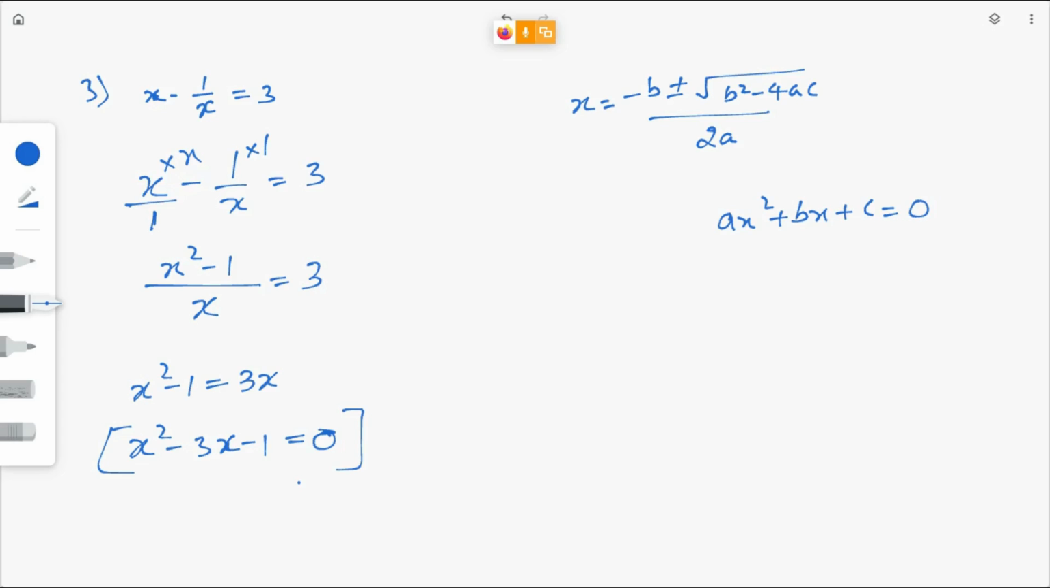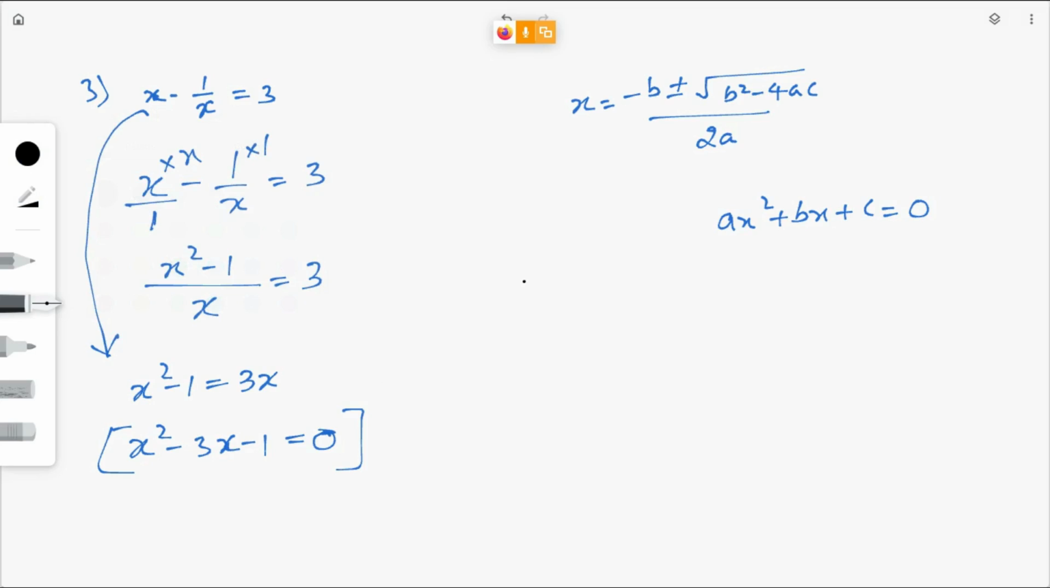Either you can take the LCM, or you can multiply. See here, if you are getting confused with taking the LCM, better multiply the whole equation by x. If you multiply the whole equation by x, you will get the equation directly. You can skip these two steps. If you don't want to take LCM, just multiply the whole equation by x. So you will get x square, x and x will cancel out, minus 1 is equal to 3x. Okay, so whichever you are comfortable.